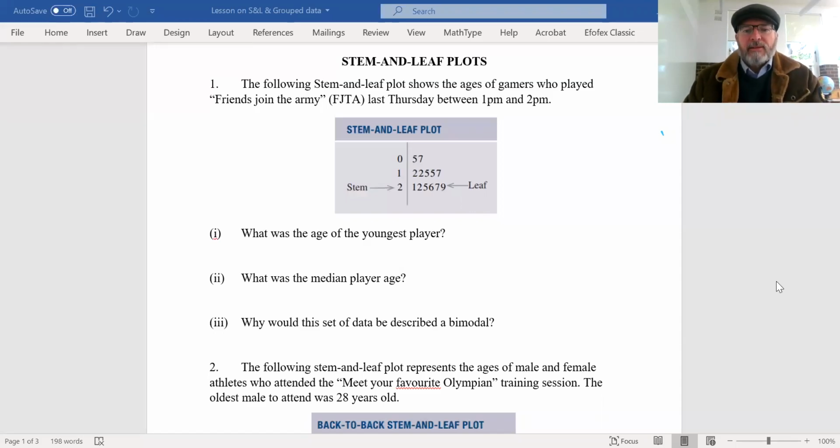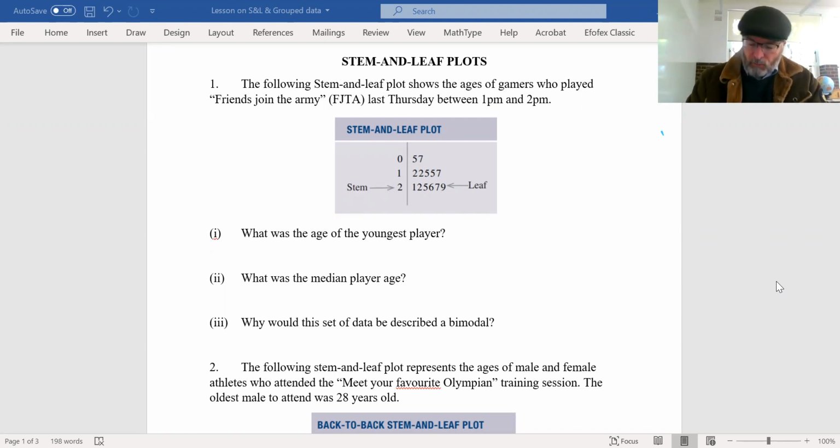So there's a lot of ages being summarised in this stem and leaf plot. It shows the age of gamers who played Friends Join the Army. You know that show Friends? Well, they made a game out of it where they go in the army for an hour last Thursday, and they've summarised it there.